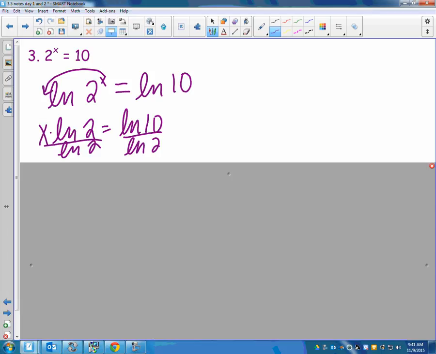So a couple things to point out. ln of 10 divided by ln of 2 is not ln of 5. You can't cross out the 10 and the 2. The ln's don't cross out either. Your answer is ln of 10 divided by ln of 2.